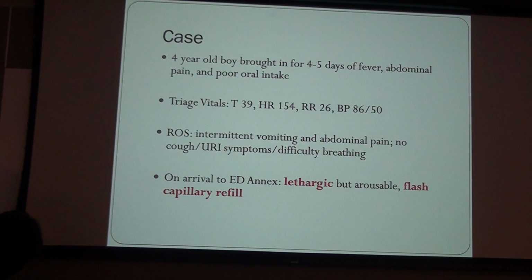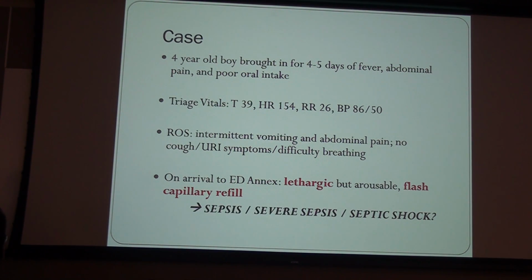All right. So this child was sent back to annex initially and looked quite different by the time he got back from the waiting room. So he was lethargic but arousable. I'm not afraid to use that word to describe him. And had flash capillary refill. So his capillary refill was a little too fast. So where on the spectrum do we think this child is?